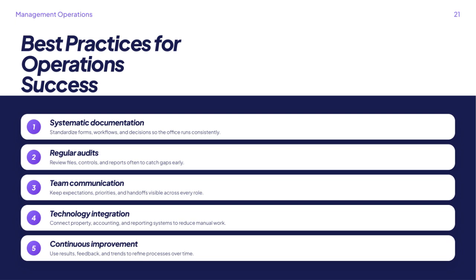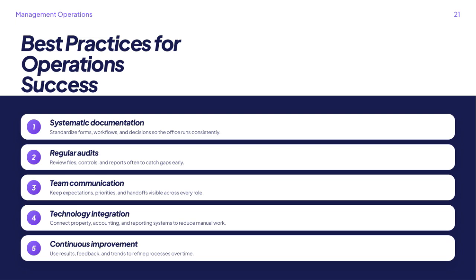Effective team communication is also key. Keeping expectations, priorities, and handoffs clear and visible across all roles helps everyone stay aligned and work smoothly together. Integrating technology is another best practice. Connecting property management, accounting, and reporting systems reduces manual work, which not only saves time but also lowers the risk of errors. Finally, continuous improvement is essential. By using results, feedback, and market trends, we can refine our processes over time, ensuring ongoing efficiency and effectiveness in our operations.